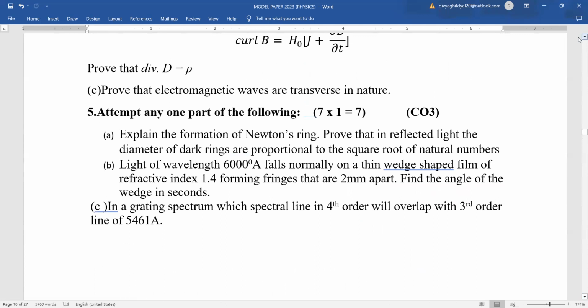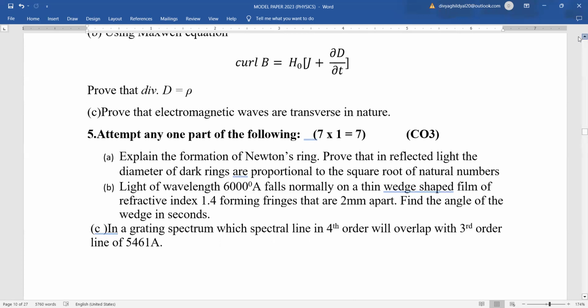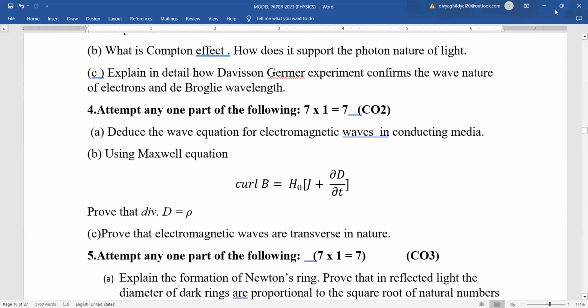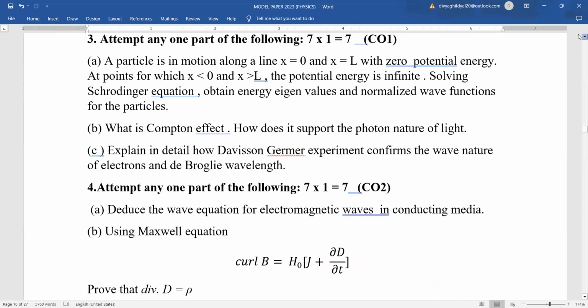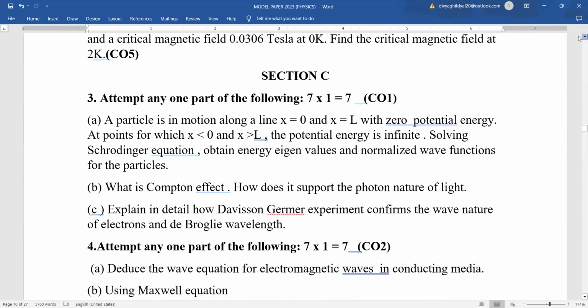Then in the optics part, I can expect Newton rings, one numerical on any part, either with the grating formula, or the Newton ring or wedge shape question. In electromagnetic theory, I can expect electromagnetic waves in conducting media, Maxwell's equations, or the transverse nature of electromagnetic waves. In quantum, I should be expecting the Davisson-Germer experiment, Compton effect, and particle in a one-dimensional well.